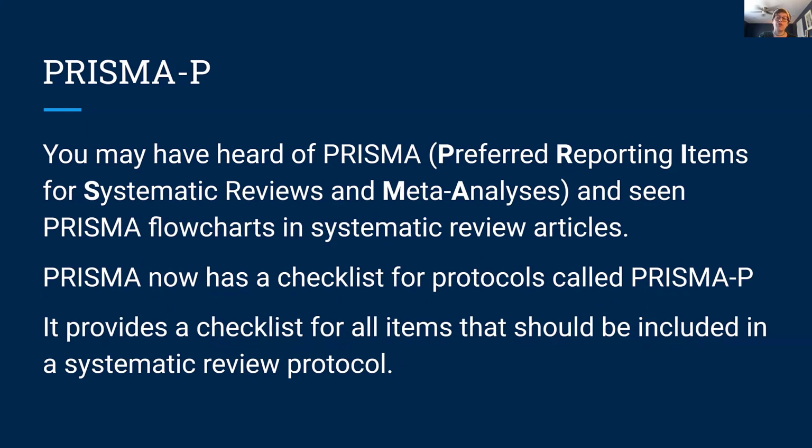So you may have heard of PRISMA, which is the Preferred Reporting Items for Systematic Reviews and Meta-Analyses, and seen the PRISMA flowcharts that are included in systematic reviews and other reviews. PRISMA, as of 2015, has a checklist for protocols, which is called PRISMA-P. And it's a really great checklist that you can use as you generate your protocol to make sure that you are getting every piece laid out that you need for a good protocol.